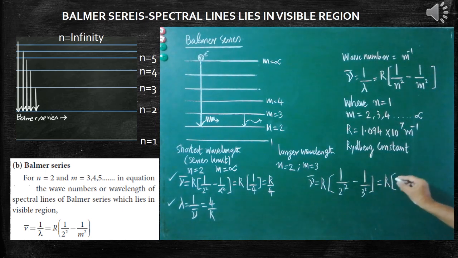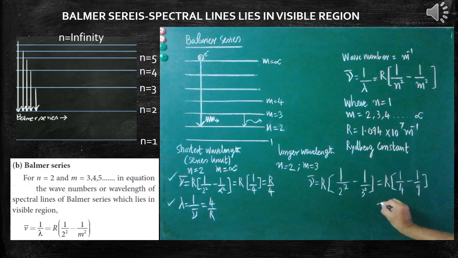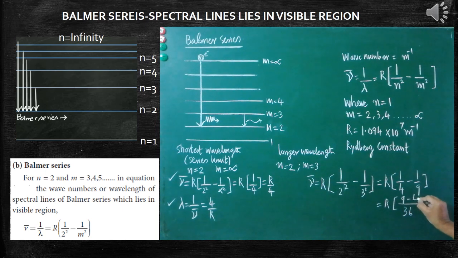After substituting, you will get R times 1 by 4 minus 1 by 9. The common denominator becomes 36. Here this becomes 9, here you will get 4. So finally you will get 5R divided by 36 as the answer. This is the formula to calculate the wave number.